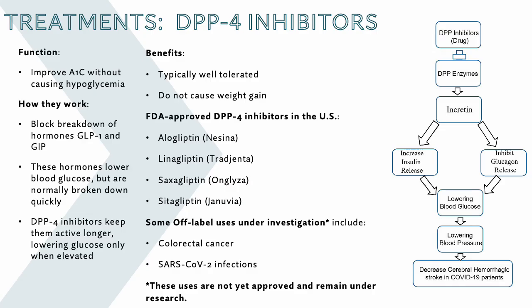Another treatment is DPP4 inhibitors. These keep GLP-1 and GIP active longer, improving blood sugar control without causing weight gain or causing blood sugar to drop too low. There are a few FDA-approved versions, and they have been shown to work for colorectal cancer and complications related to COVID-19 off-label.